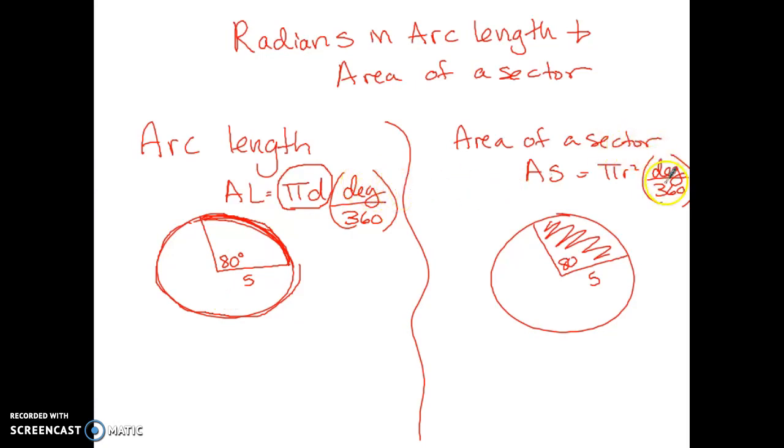Area of a sector formula is very similar. You're still doing degrees out of 360, but you're using the area formula. So area is pi r squared. And then I just say how many degrees I want out of 360. So those are the formulas. I'm not going to spend too much time on that.